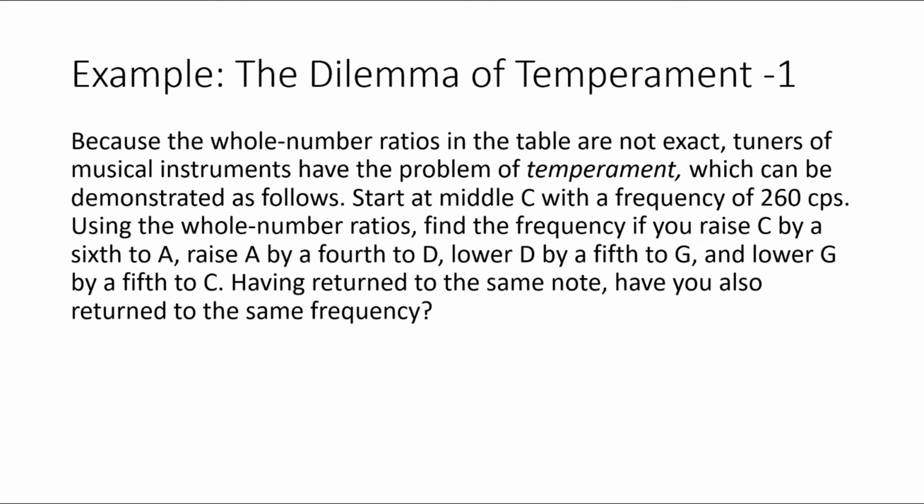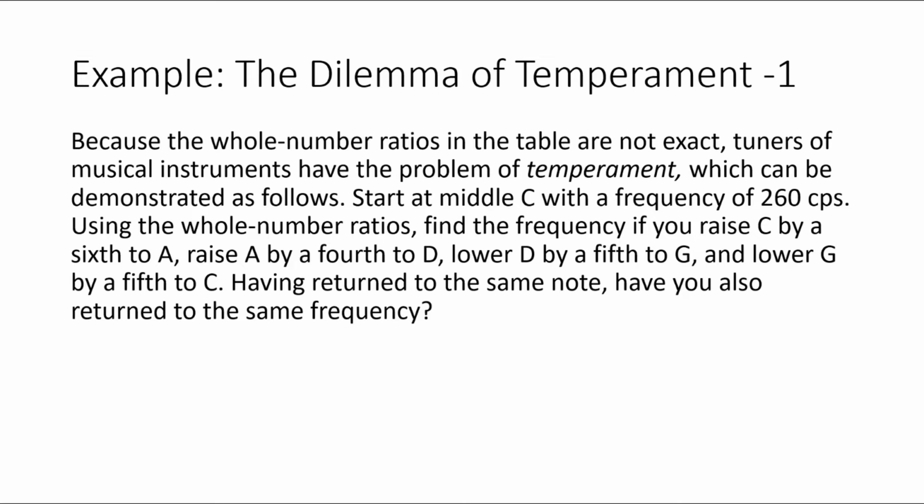Example, the dilemma of temperament. Because the whole number ratios in the table are not exact, tuners of musical instruments have the problem of temperament, which can be demonstrated as follows. Start at middle C with a frequency of 260 CPS. Using the whole number ratios, find the frequency if you raise C by a sixth to A, raise A by a fourth to D, lower D by a fifth to G, and lower G by a fifth to C.